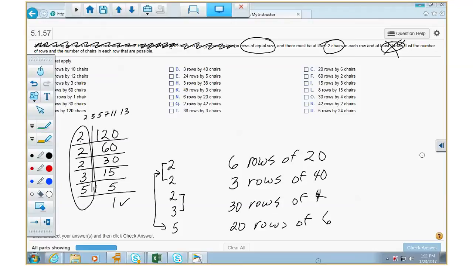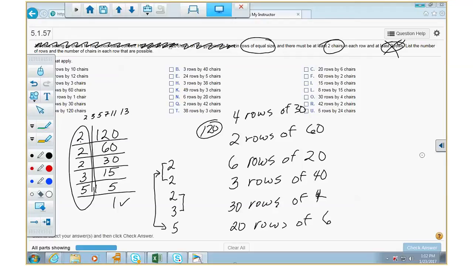So you're starting to see how many. Just remember, your 120 is the whole, and the lowest you can start from is 2. So you could do 2 rows of what? 60. 3 rows of 40. 4 rows of what? 4 rows of 30.